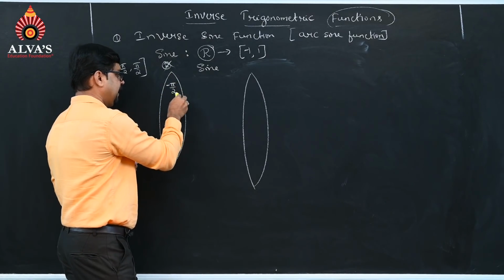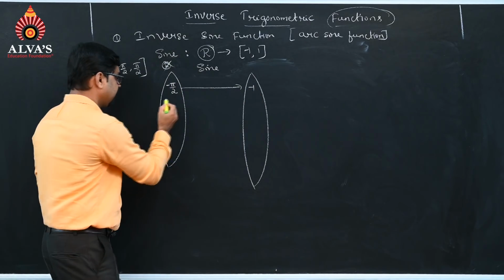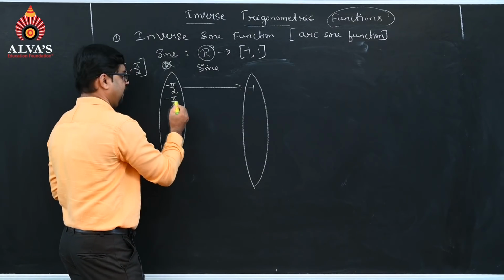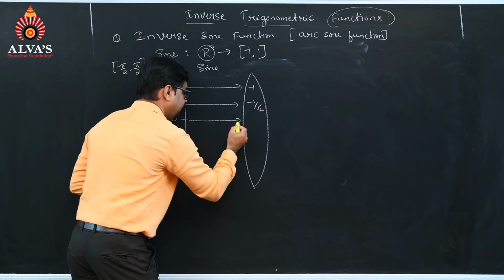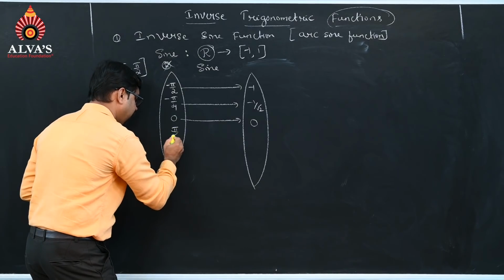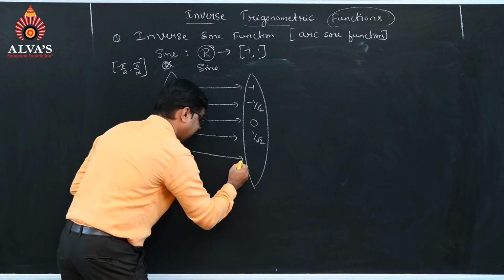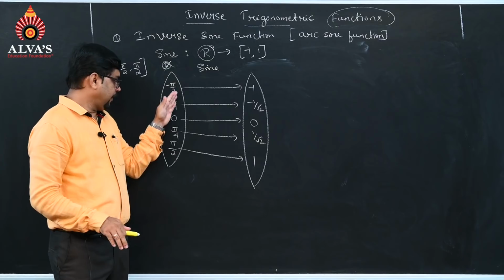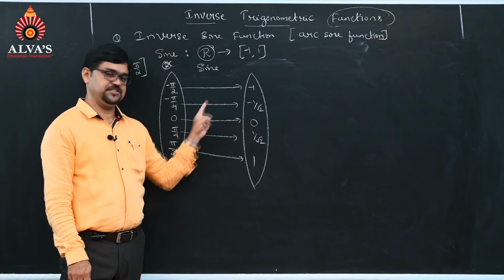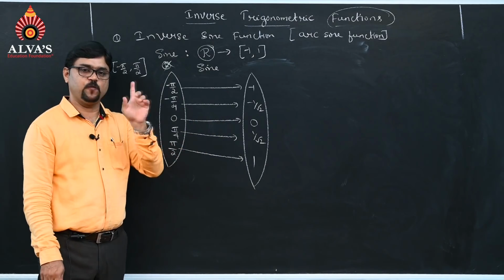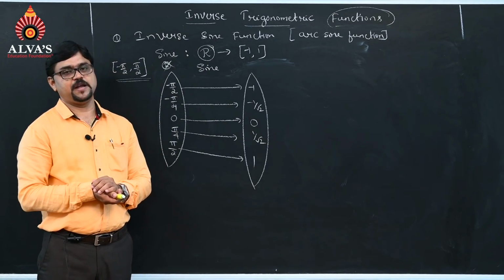If I take minus pi by 2, sine of minus pi by 2 will give minus 1. Minus pi by 4, then it will be minus 1 by root 2. If I take 0, then the value is 0. And plus pi by 4 gives 1 by root 2. And pi by 2 gives 1. So now clearly all the elements of the domain have only one image and it is distinct. So clearly it will satisfy 1-1 by restricting the domain as minus pi by 2 to plus pi by 2.